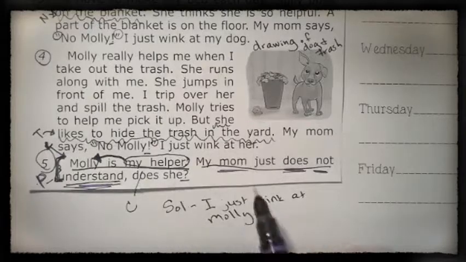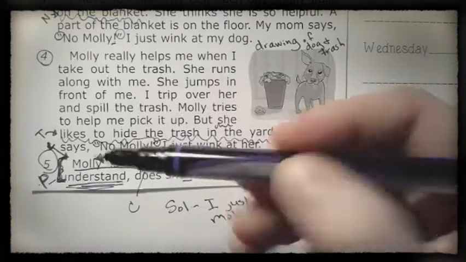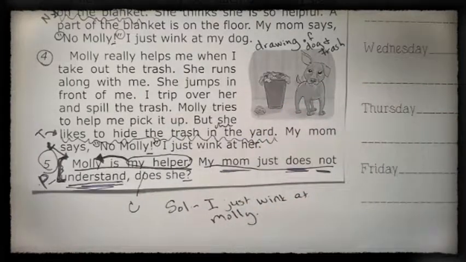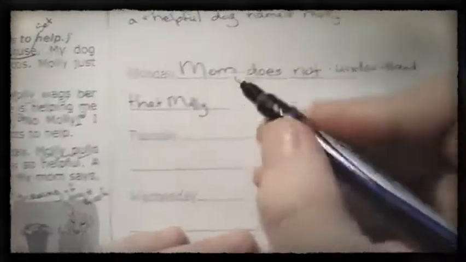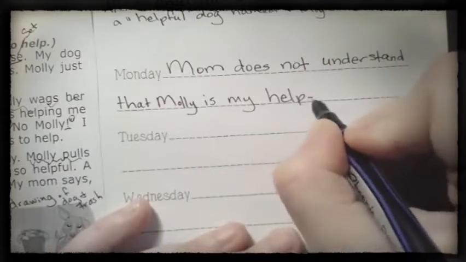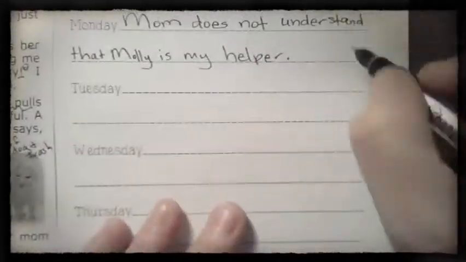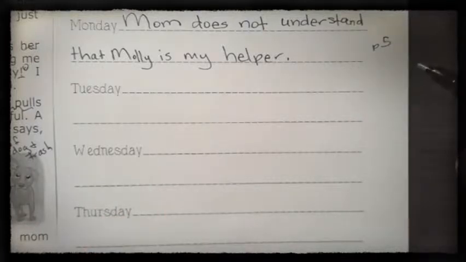Right here I found the words Mom does not understand. So Mom does not understand. And the answer should be somewhere close to here. And notice I'm underlining it in purple because Monday's question was purple. So Mom does not understand. Molly is my helper. So the end of my sentence should be Mom does not understand that Molly is my helper. And I found my answer over here in paragraph 5. So near Monday, I'm going to write P5 and hopefully I can go back and find the purple if I need to find my answer to prove it to my teacher.